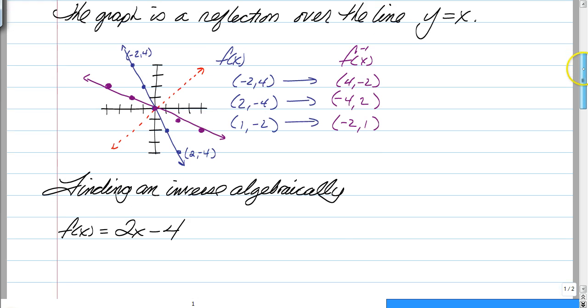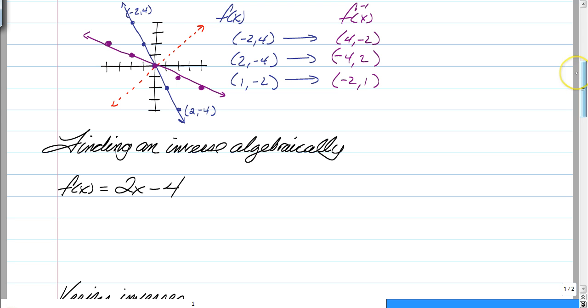Now, algebraically, it's pretty easy to find an inverse. Again, the phrase of the day is switch x and y. So we'll write this function as y equals 2x minus 4. So now all you have to do is exactly what I said. Switch x and y. So this becomes x equals 2y minus 4. Now all you have to do is solve for y again. So add 4 to both sides.